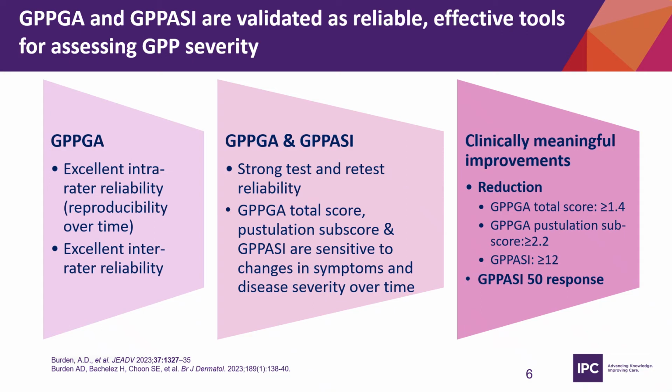Clinically significant improvements are a reduction of at least 1.4 for GPPGA total score, 2.2 for pustulation subscore, and 12 for GPPASI. A GPPASI 50 response is also a clinically meaningful improvement. Both GPPGA and GPPASI are valid, reliable, and sensitive, and they may be used in daily clinical practice to enhance patient care.